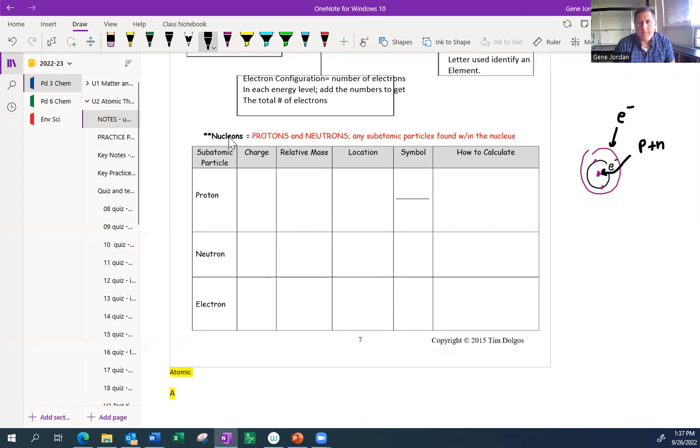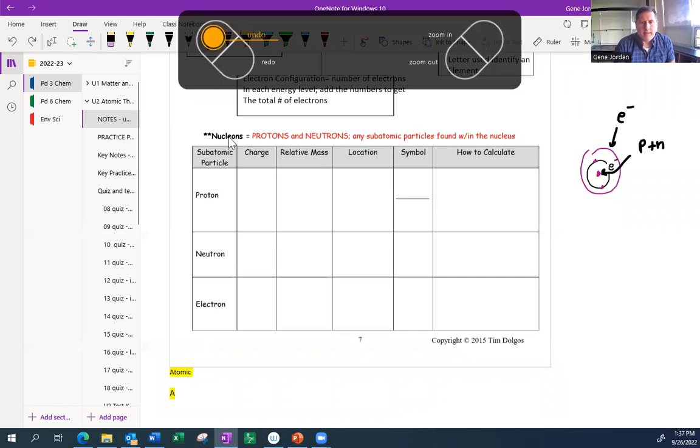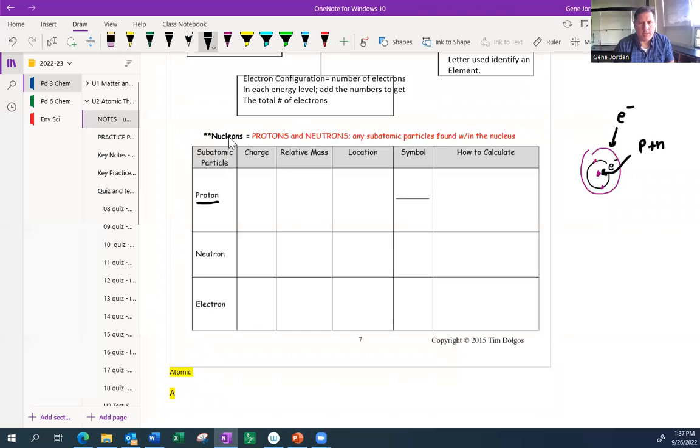All right, let's move on to this. We're going to first identify the different parts, and the first one is the proton. So what is a proton? First of all, the first thing we discovered, it has a positive one charge.